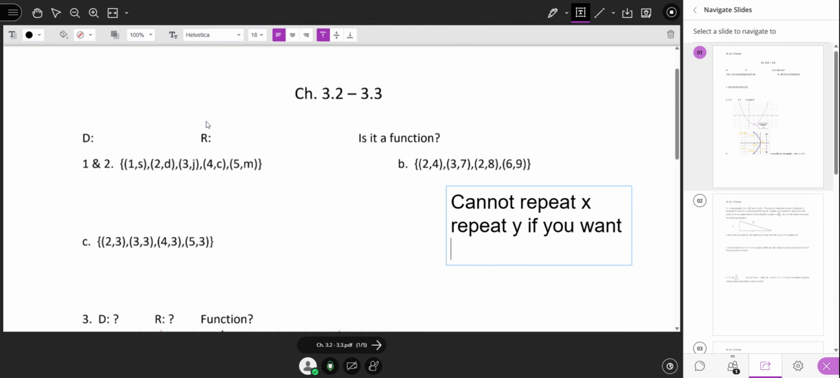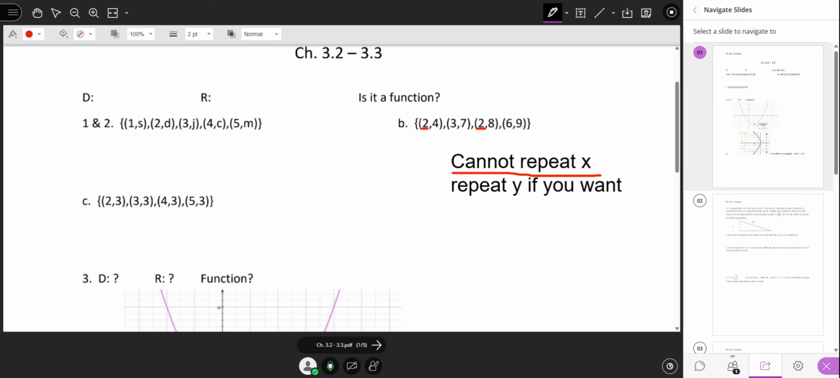But not X. Okay, so when I have the same X value listed more than once, for example, I have 2 here and I have 2 here, I have 2 ordered pairs listing 2 as X. That's not a function. You cannot repeat X. But down here for C, we have another set of ordered pairs. And I see the X values are 2, 3, 4, and 5. Can't repeat X. It is a function.